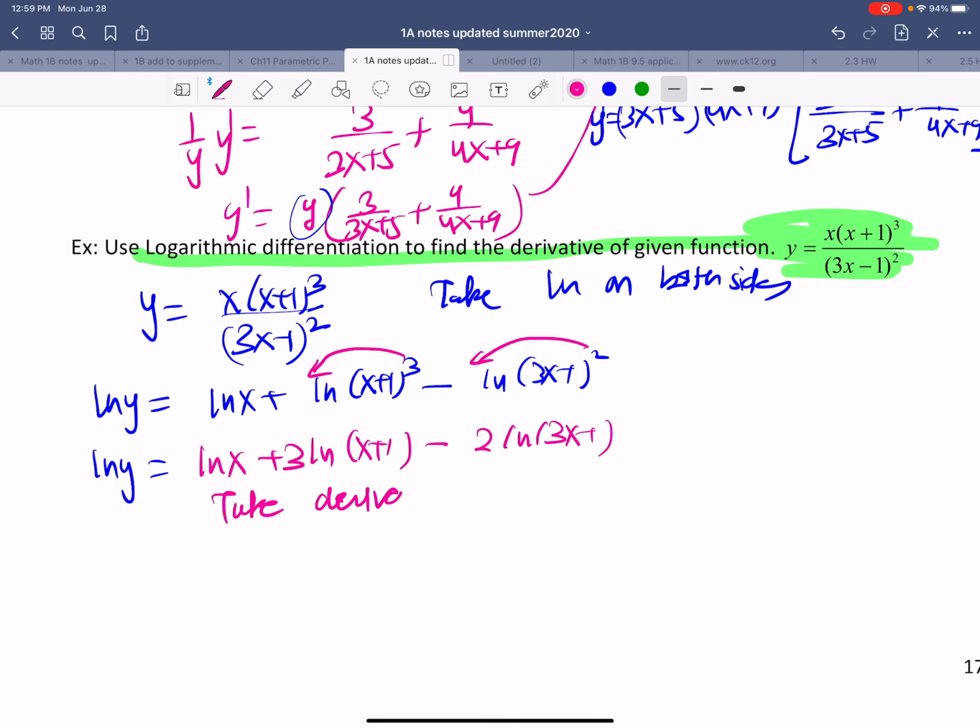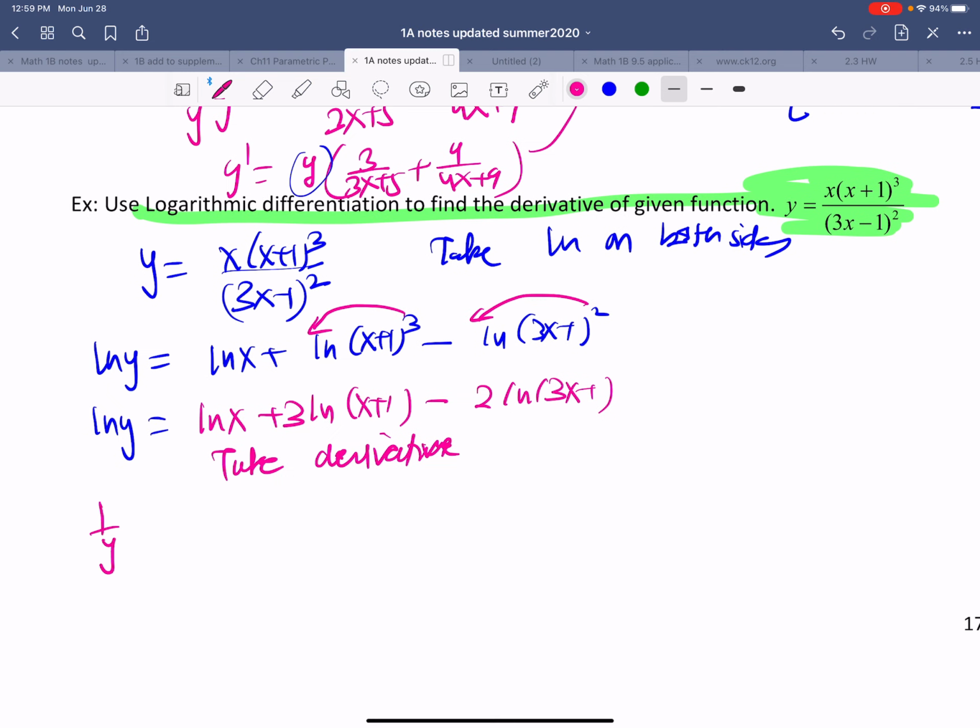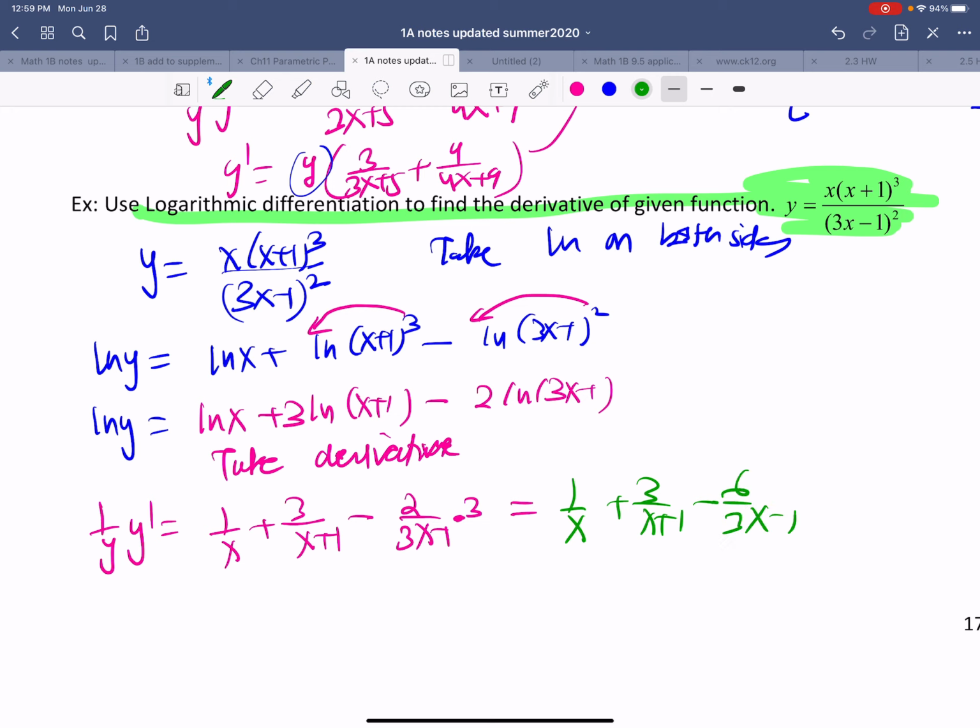Now go ahead and take the derivative on both sides. So 1 over y times y prime is equal to 1 over x plus 3 over (x plus 1) minus 2 over (3x minus 1) times 3. Don't forget the chain rule. You also have to multiply by the derivative of the inner function. So it simplifies to 1 over x plus 3 over (x plus 1) minus 6 over (3x minus 1).